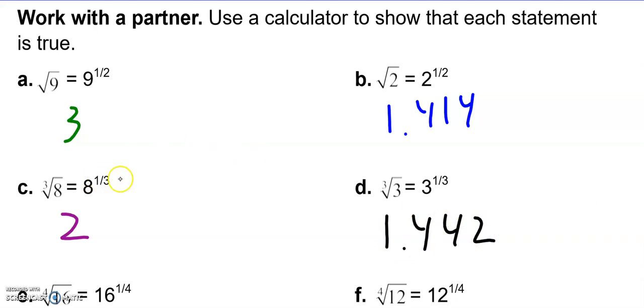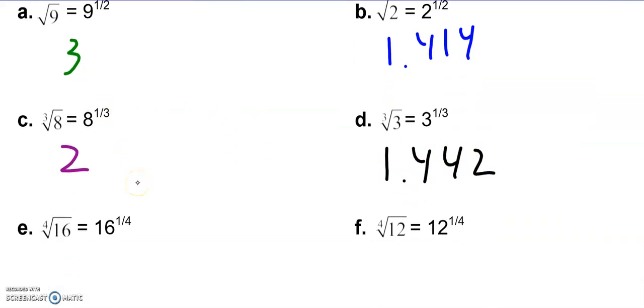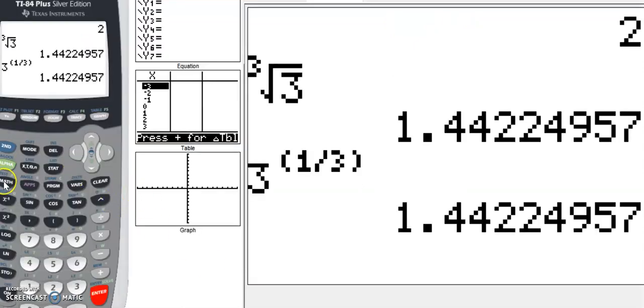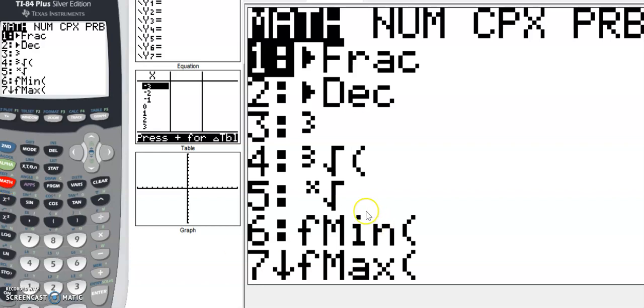Just to reiterate, if you are confused on why we're doing this, the point is to make sure we understand how to type each of these into our calculator. Here I have the fourth root of 16 and 16 to the 1/4. So how do I do a fourth root? Well, notice if I hit math again, the fourth choice down was cube root, but the fifth choice down just said x root. So that's what I'm going to use.